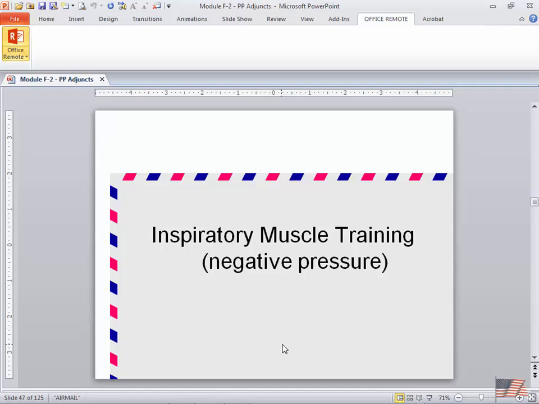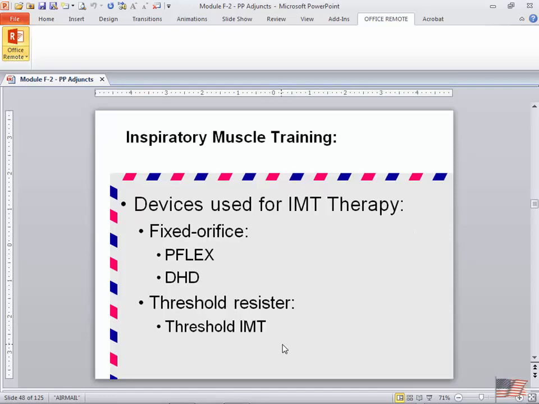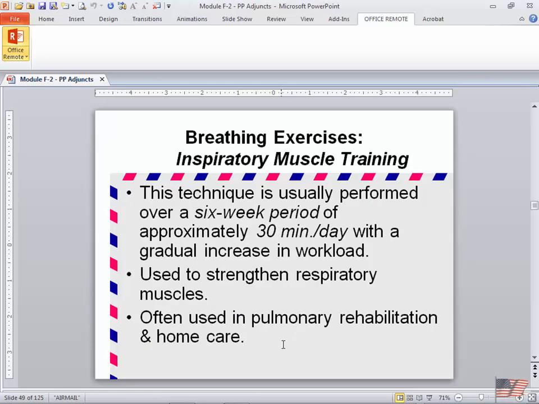Let's take a look at the other end of the spectrum. How about inspiratory muscle training? This is where we're focusing on the inspiratory phase. And again, we have the same kind of idea: a fixed orifice and a threshold resistor. In fact, in some cases, they're exactly the same device. We're just using it in a different technique.